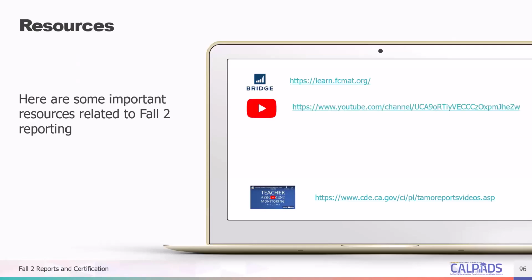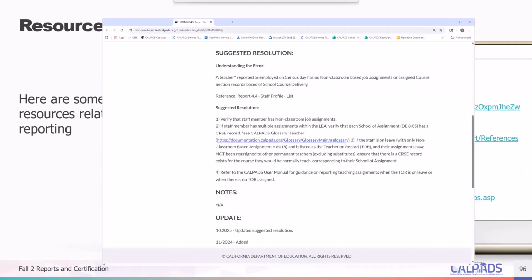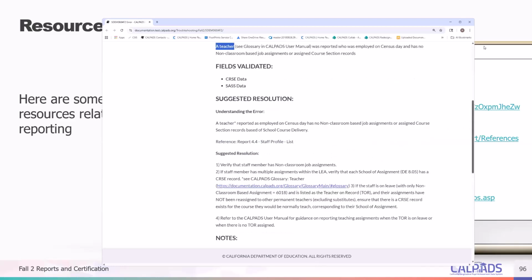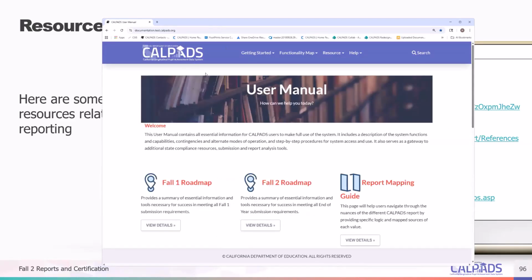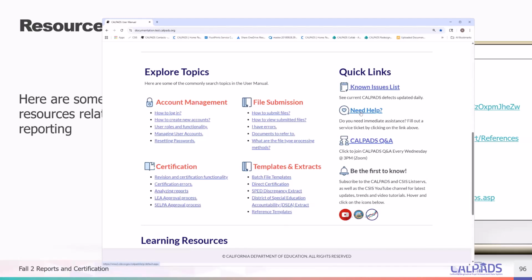We went over the resources earlier. Probably one oversight is the user manual. If you've never been to a Q&A, go to the home screen of the CalPADS user manual. You can submit both a service ticket under Need Help or attend the CalPADS Q&A by clicking this on Wednesday. We start at 3 o'clock every Wednesday.